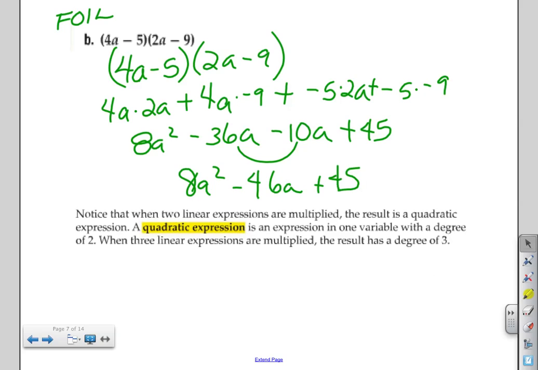All right, let's see what we have written down here to talk about. Notice that when two linear expressions are multiplied, the result is a quadratic expression. Remember, a quadratic expression is an expression in one variable with a degree of 2. So a quadratic expression, here's your definition. An expression in one variable, meaning it only has one variable, with a degree of 2, meaning the exponent is 2. When three linear expressions are multiplied together, the result has a degree of 3.